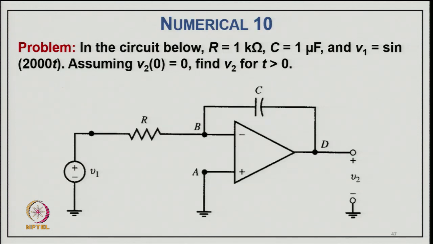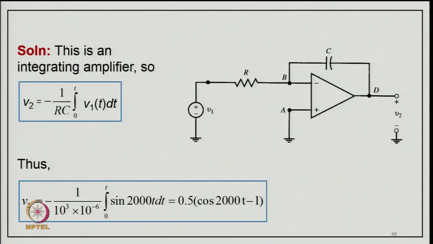Now, numerical problem 10: in the circuit below, R equal to 1 kilo ohm, C equal to 1 microfarad and V 1 equal to sin 2000 t. Assuming V 2 equal to 0, find V 2 for t greater than 0. So, this is just like an integrator circuit. So, we can say this is an integrating amplifier. So, V 2 equal to minus 1 upon R C integral 0 to t of V 1 dt, and thus V 2 will become minus 1 upon 10 to power 3 into 10 to power minus 6 integral 0 to t of sin 2000 t dt. So, it becomes 0.5 cos 2000 t minus 1. That becomes the constant of integration here.